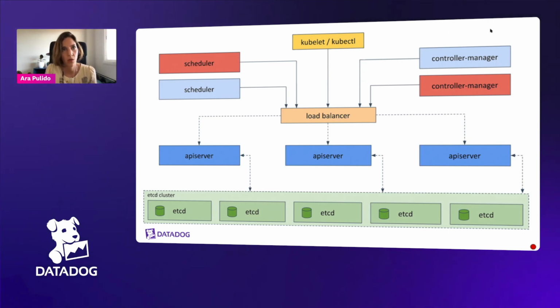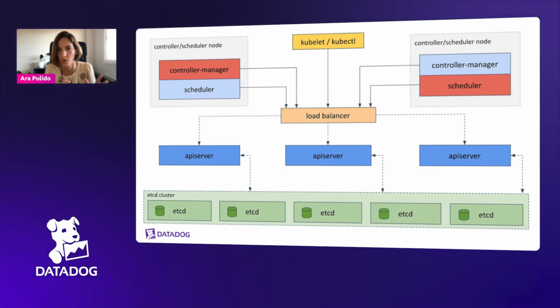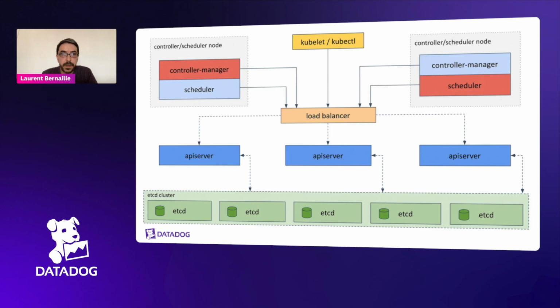I was wondering, if those are almost always the same number, why you didn't decide to put the scheduler and controller manager in the same host and scale those together?